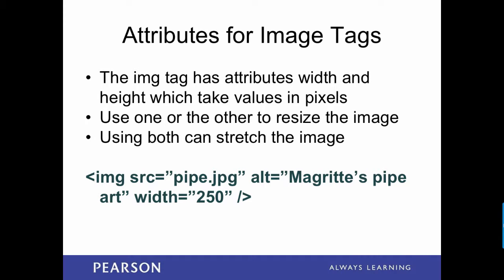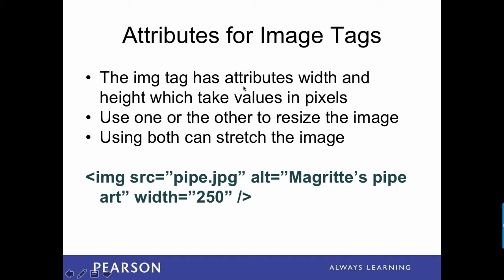Here at the bottom, you can see a fully formed image tag for an image called pipe.jpg. It's got an alt attribute and it has a width attribute here. Do you see this width? That's the number of pixels. One thing you don't want to do with images is resize them using HTML height and width attributes. Typically, you want to get the image to the size that's really needed. You can stretch the image here.